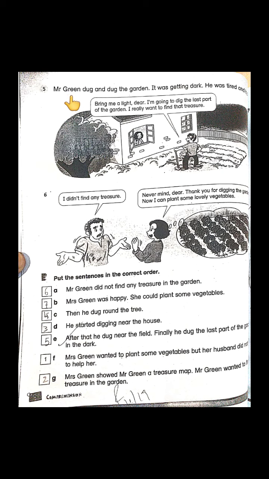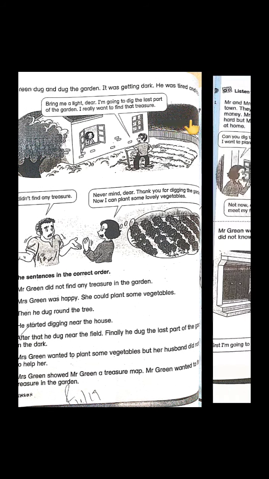Okay, Mr. Green dug and dug the garden. It was getting dark. He was tired and said, "Bring me a light, dear. I'm going to dig the last part of my garden. I really want to find that treasure."